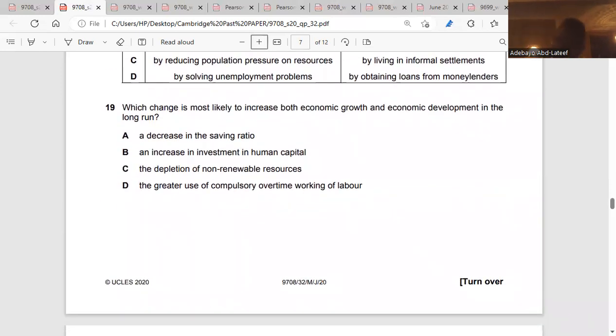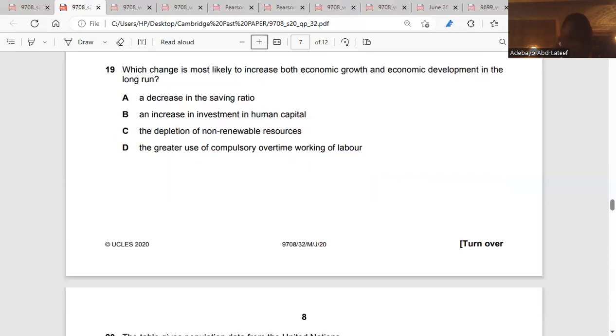Number 19. What change is most likely to increase both economic growth and economic development in the long term? Economic growth and economic development would only happen if we invest in human capital. What is human capital? Your skills, the improvement in your skills that is adding value to the company or to the society. So that's B.